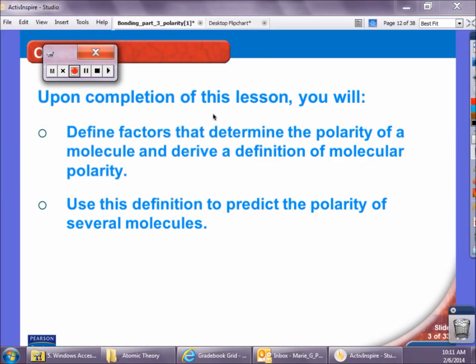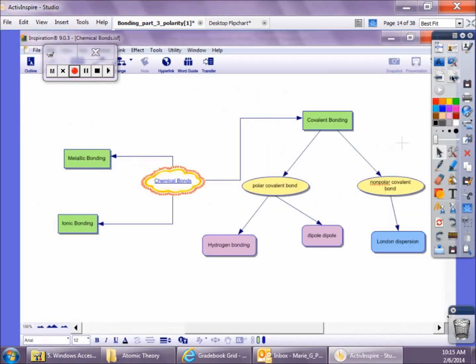All right. So for today's lesson, the objectives are: we will define factors that determine the polarity of a molecule and derive a definition of molecular polarity, then use this definition to describe the polarity of several molecules. This is a concept map just to give you an idea where we are so far.